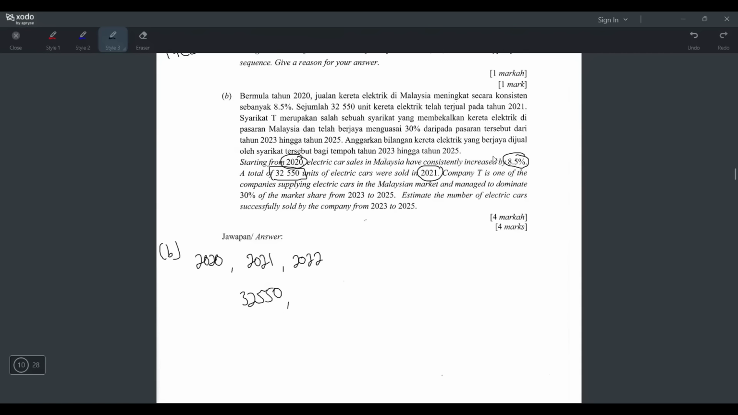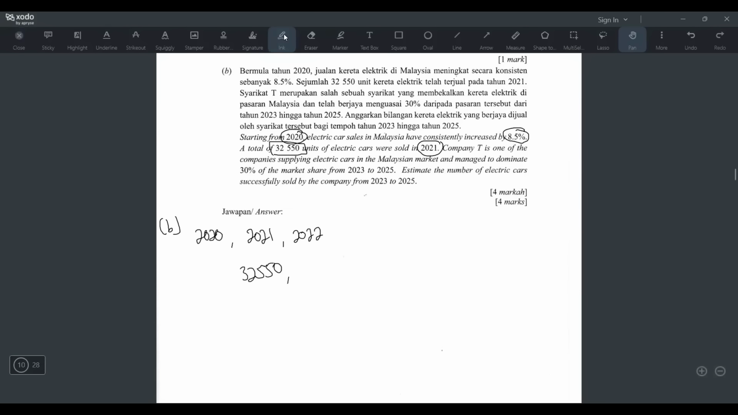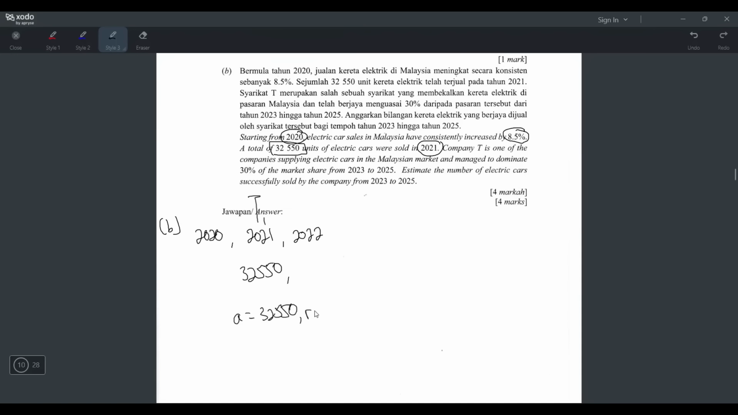Okay. And then can I find the 2022? The answer is yes, right? But we don't have to do that, because we already can make it A. I will make this one my T1, and then my A will be 32550. And then my common ratio will be 1.085. Yeah, it will be 1.085.